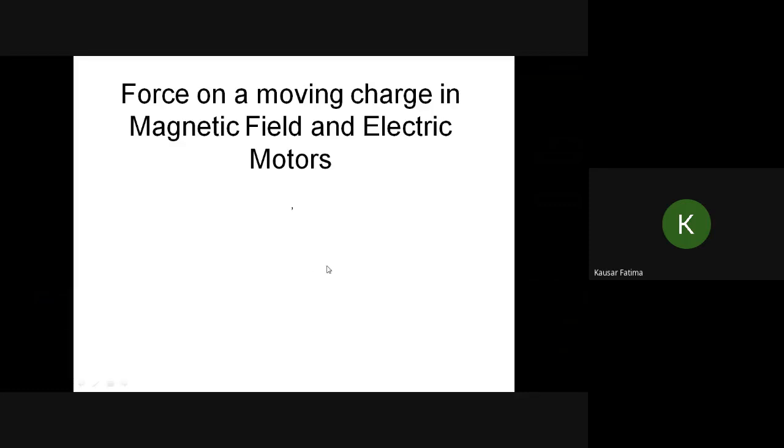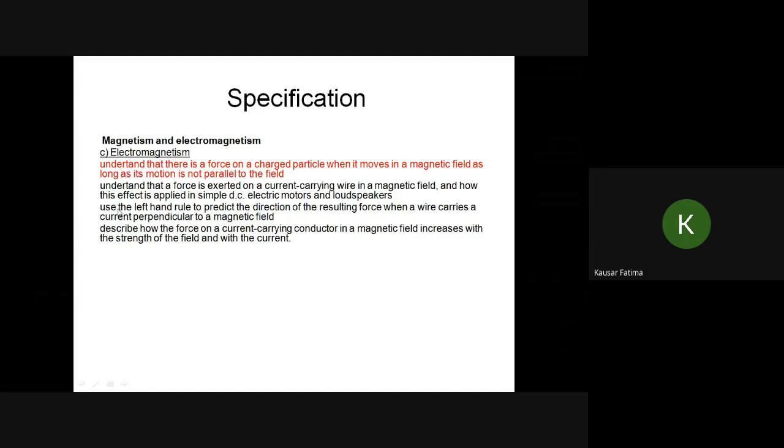Let us now have a look at the specification of this topic, because this topic leads us to study about the DC motor. A conductor carrying current placed in a magnetic field experiences a force. You have to understand that there is a force on a moving charged particle when it moves in a magnetic field, as long as its motion is not parallel or anti-parallel to the field.